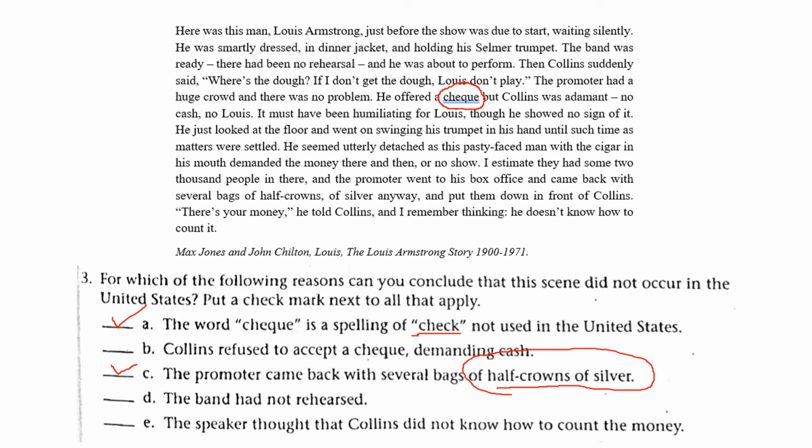The last one, the speaker thought that Collins did not know how to count the money. Well, the book says that is an answer. I'm not really sure why, but perhaps because they are half crowns. Collins, being American, would not know how to count them. Maybe that's the answer. Or maybe outside of America, the education is different. I'm not really sure, but A and C definitely because the spelling is British spelling, not American spelling, and because the unit of money is not the dollar.